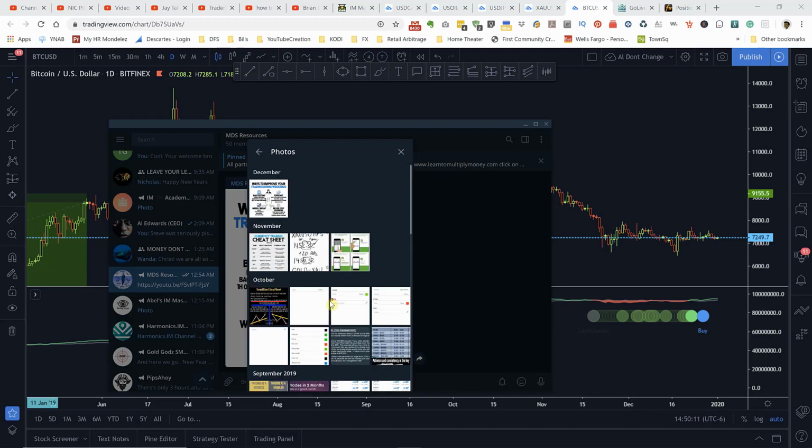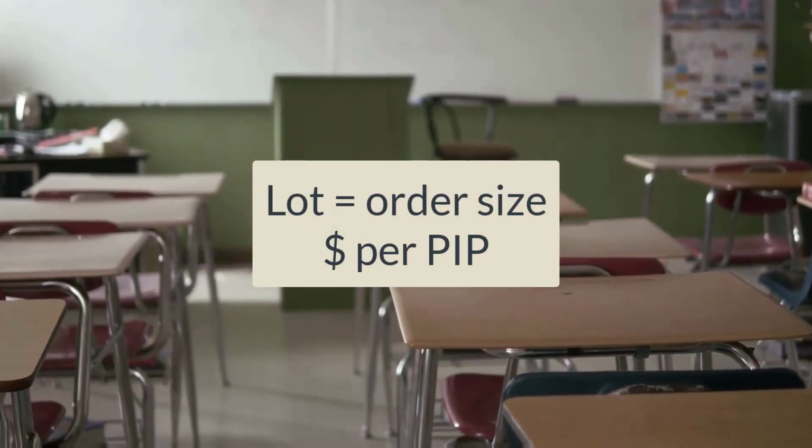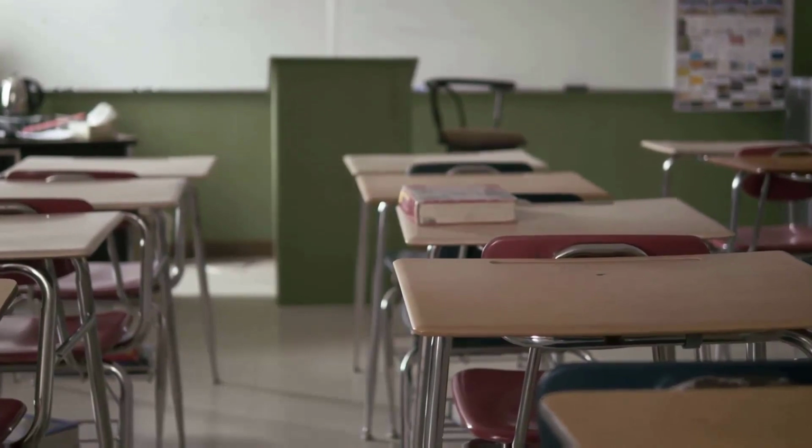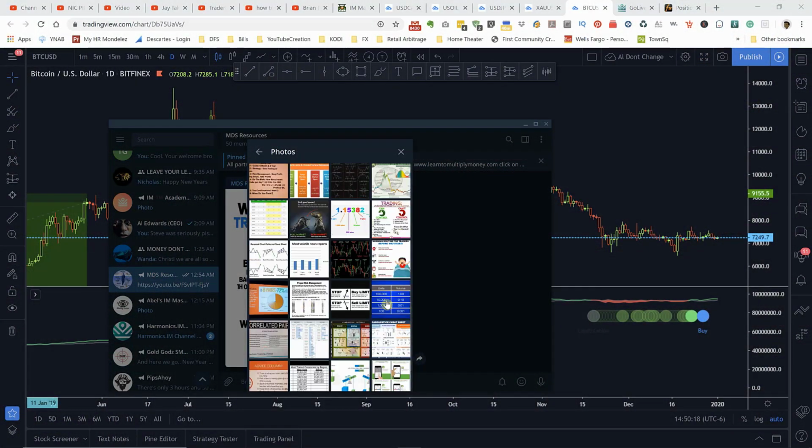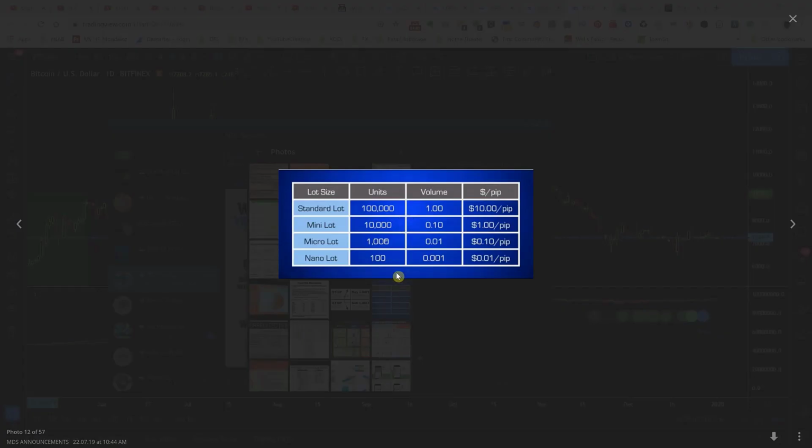I talked about lots. So lots are going to be your order size. Whenever you place a trade in Forex, you're actually placing an order through your broker for a specific amount of currency. So here go the sizes of the lots. So like I said, a micro lot is what we talked about. All right, is 1,000 units. All right, and so when it talks about the volume, this is what you would enter into your trading application to place your order size.